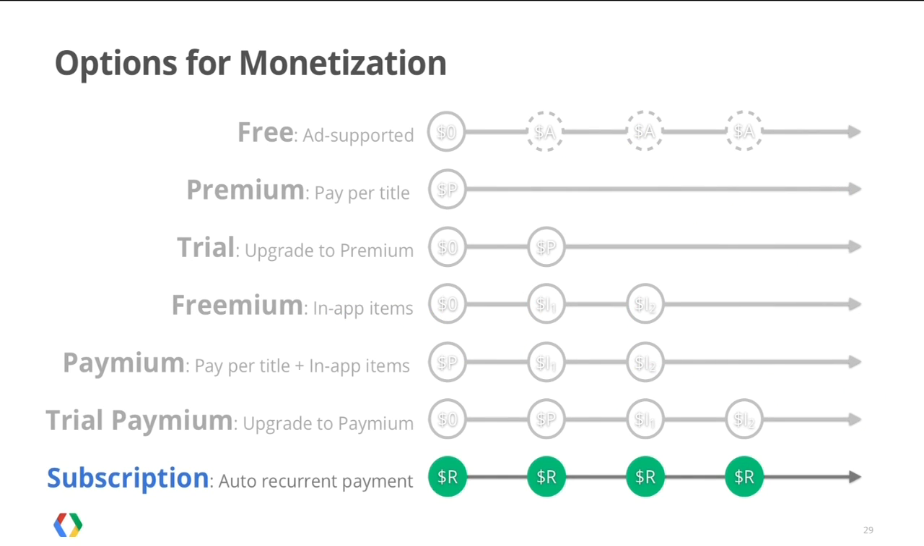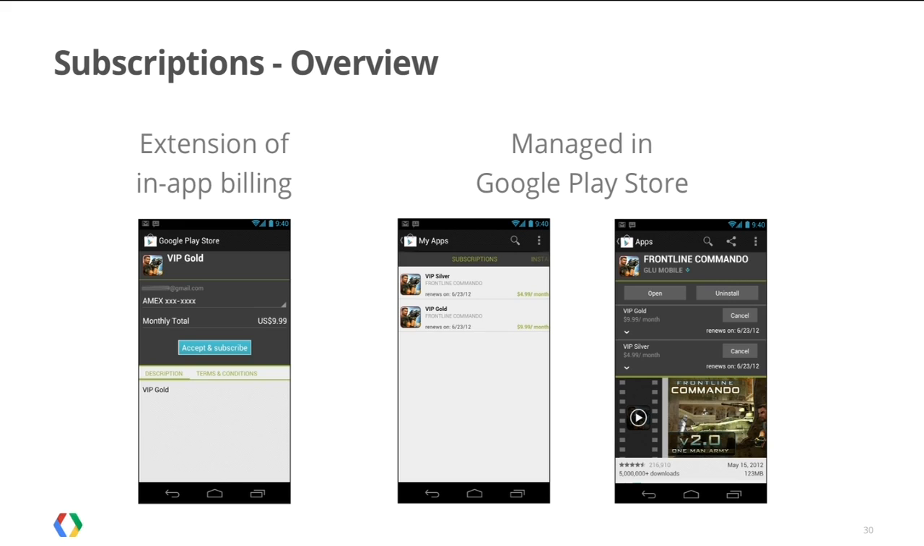Okay, so next let's jump into subscription, which we launched at the end of May. What subscription is, it's really an extension of in-app billing. It's an automatic recurring monthly or yearly method of payment. It continues until it's canceled. And everything is managed within the Google Play Store. The user can go in with a normal interface. Now you see a subscription tab there. And you can actually uninstall the application where you get a notification, or you can unsubscribe and cancel your subscription.